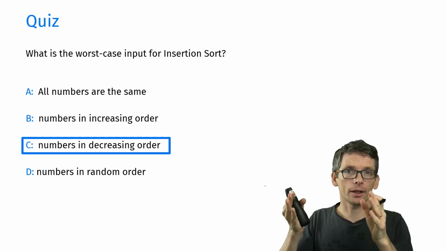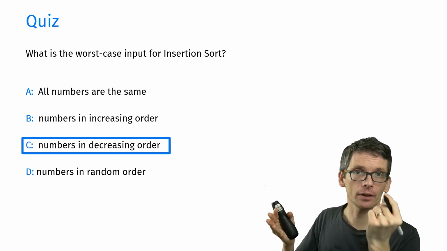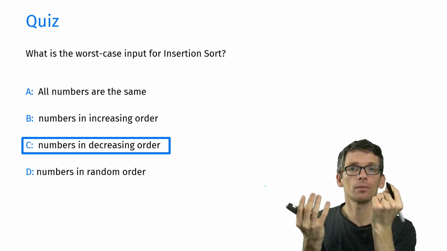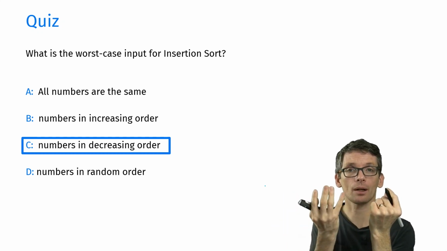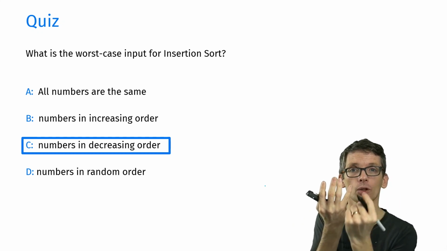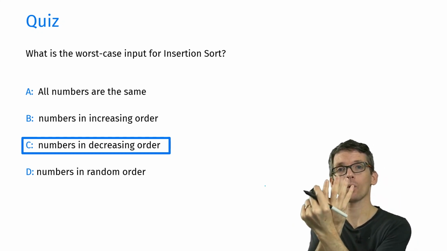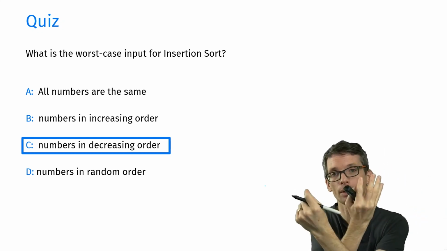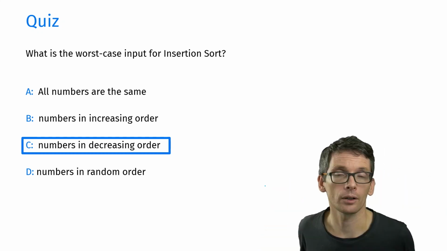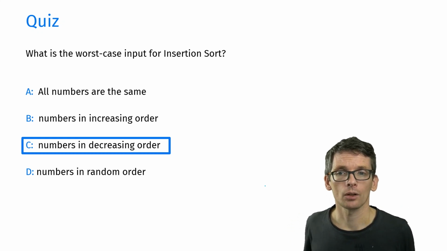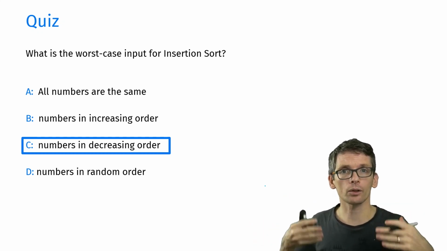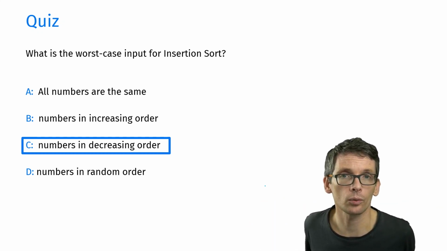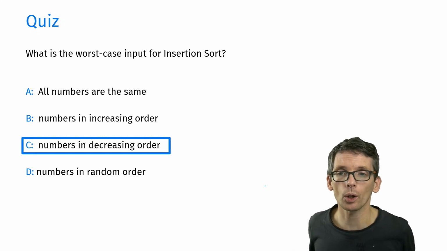Why? Because when I want to add the jth element, it is the smallest of all of the numbers that I've seen so far. So I have to swap it forward up to the first position, and then the next one again, I will have to swap it forward up to the first position. So I always do j minus 1 swaps. So random order is not much better. It's also order of j swaps, but it's not the worst case.